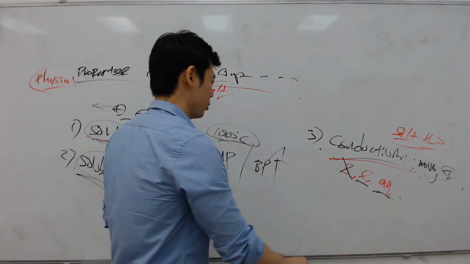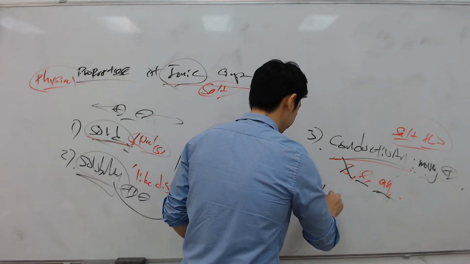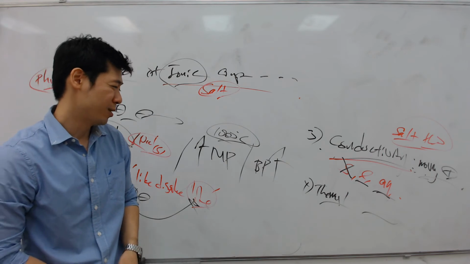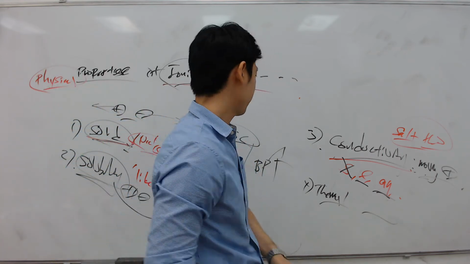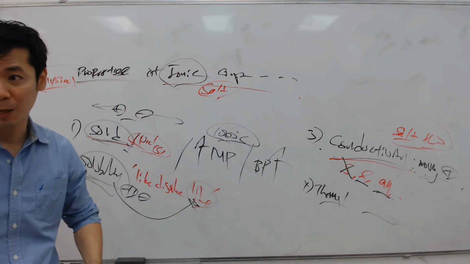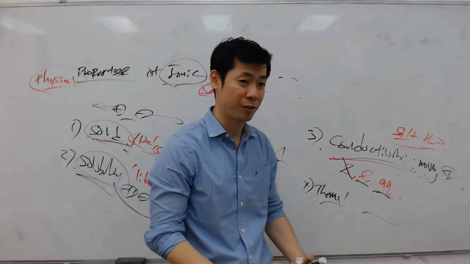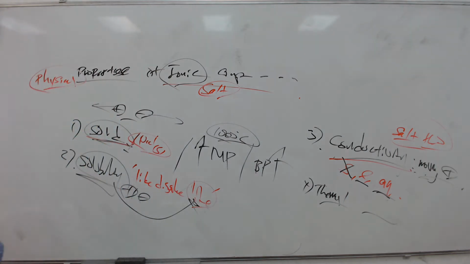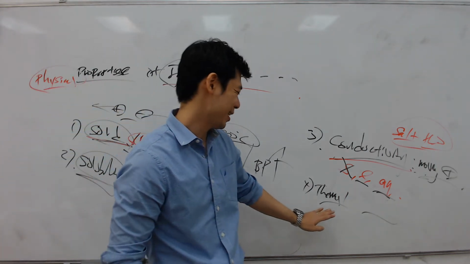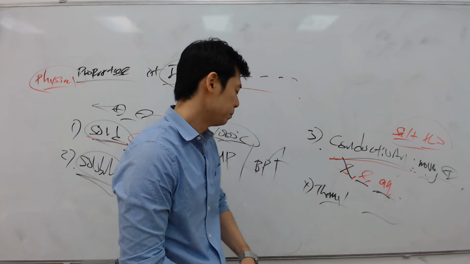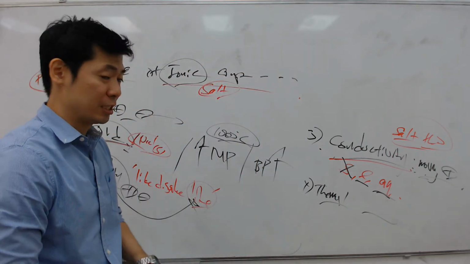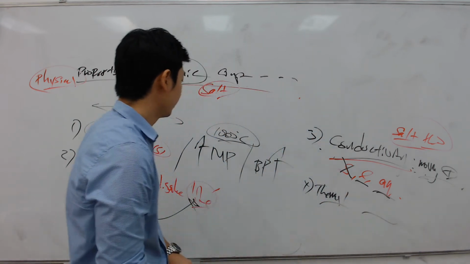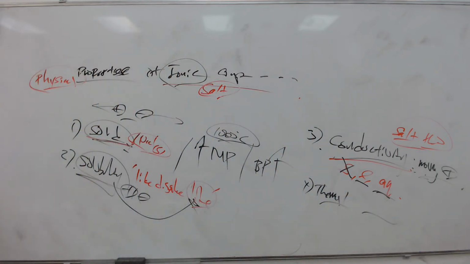They might also bring up thermal conductivity. The coefficient of thermal conductivity for ionic compounds is relatively low. They're not good thermal conductors. If you touch salt, they're not really good at it. They're relatively considered insulators rather than conductors of heat. So those are some of the properties of ionic compounds you have to know.